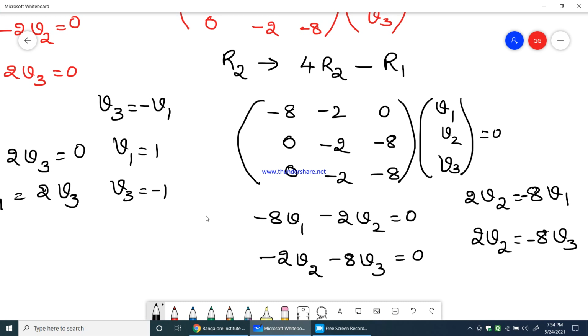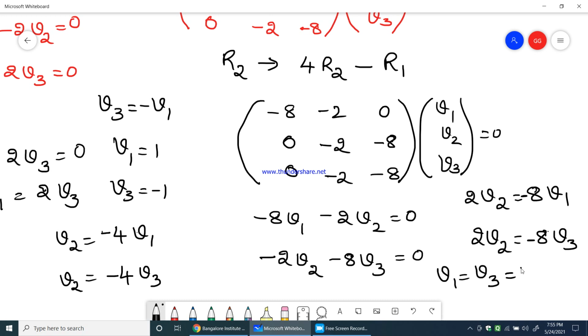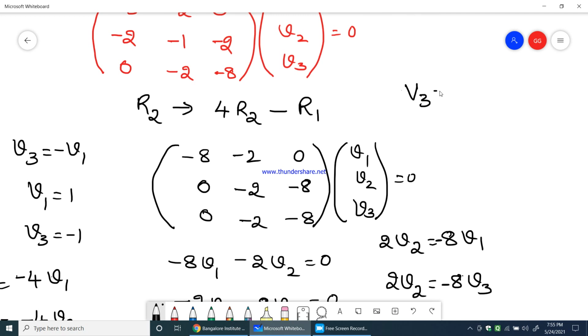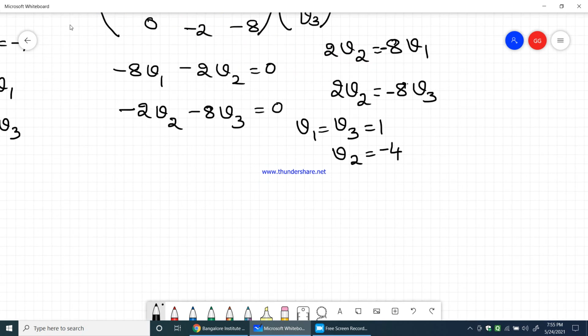Okay, so therefore you get V2 to be equal to minus 4 times V1, V2 to be equal to minus 4 times V3. Now if I substitute V1 to be equal to 1, then V3 will also be equal to 1 because they both are equal. Therefore I'll end up getting V1 equals V3 equals 1, whereas V2 equals minus 4. Therefore the third vector that we get, V3, is 1, minus 4 and 1.